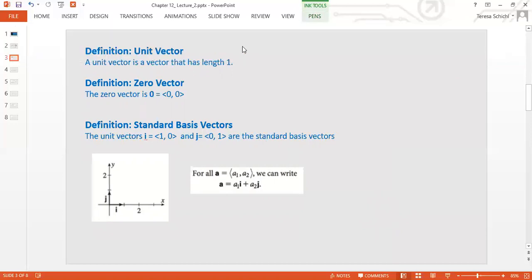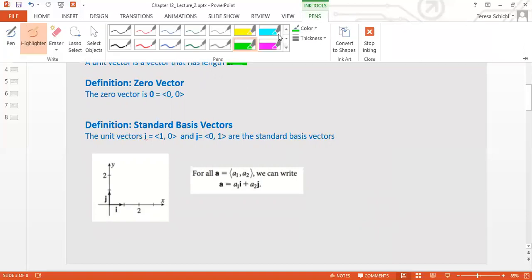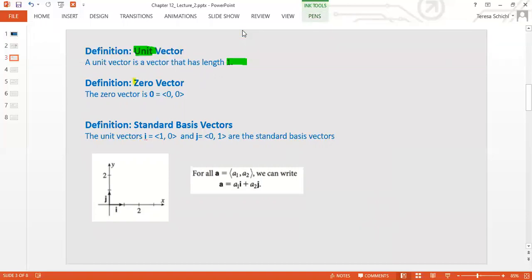Okay, so the unit vector means the length of this vector is 1. And the next thing we talk about is the zero vector. The zero vector is written in bold, right? Every element inside of this vector is zero.